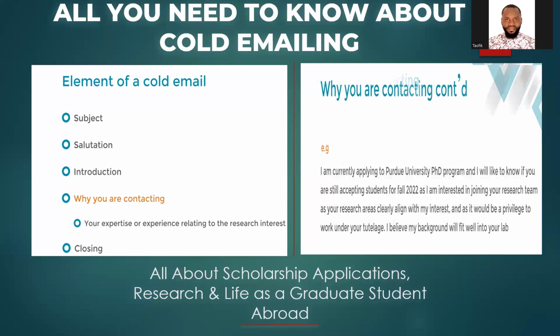Then after this, you can now go ahead and finalize your reason for contacting the professor, right? So you can now say, "I am currently applying to Purdue University PhD program, and I would like to know if you are still accepting PhD students for fall 2022 as I'm interested in joining your research team. As your research area clearly aligns with my interest, it will be a privilege to work under your tutelage. I believe my background will fit well into your lab." Straight to the point, right? So now this is the point where you tell the professor the reason why you are applying.